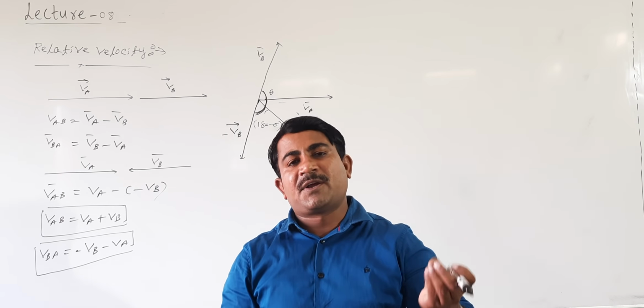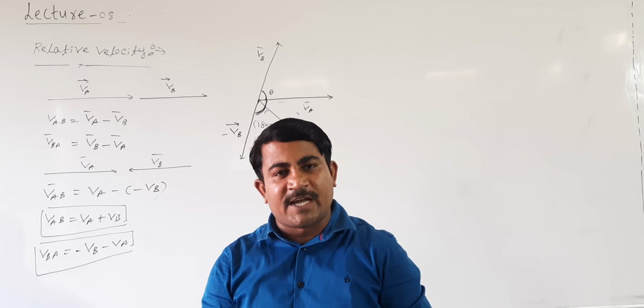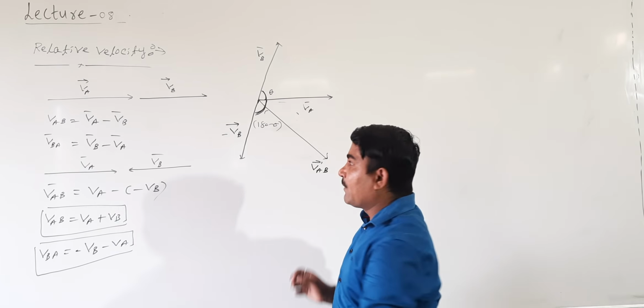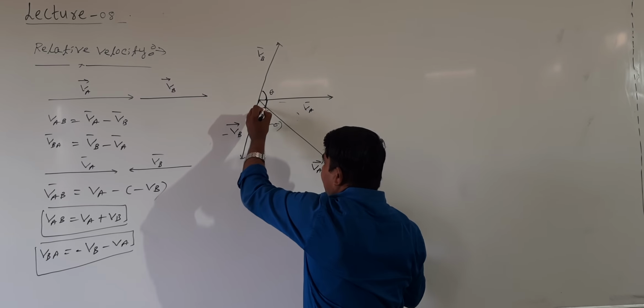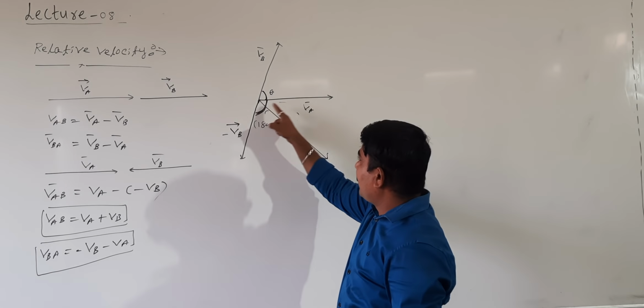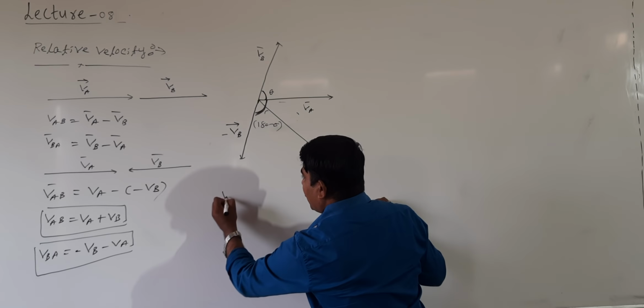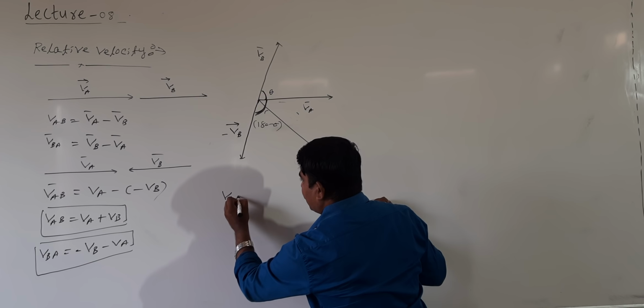We know that R equals the square root of P squared plus Q squared plus 2PQ cos theta. But theta is replaced by what value? Theta is replaced by 180 minus theta, right? Because the resultant lies from VA to minus VB. How do we write the resultant then? The relative velocity of A with respect to B.